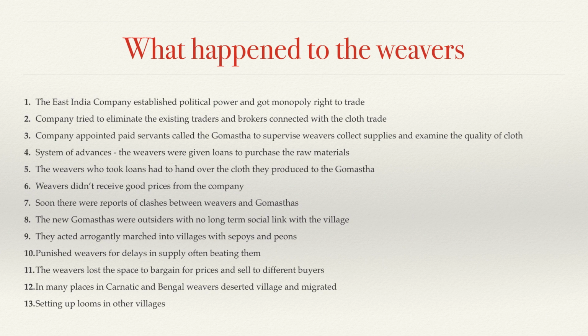Soon there were reports of clashes between the weavers and Gomastha, because the new Gomastha were outsiders with no long-term social link with the villages. पहले के लोग वहीं रहते थे, वहीं ट्रेड करते थे, so they had sympathy towards the people. But Gomastha was an outsider. Gomastha acted arrogantly, marched into the villages with sepoys and peons, and punished weavers for delays in supply, often beating them.